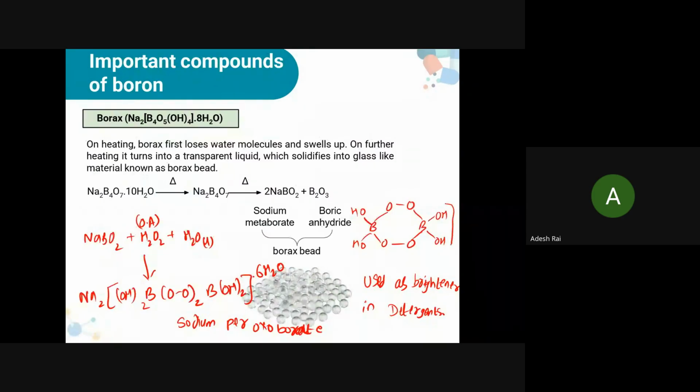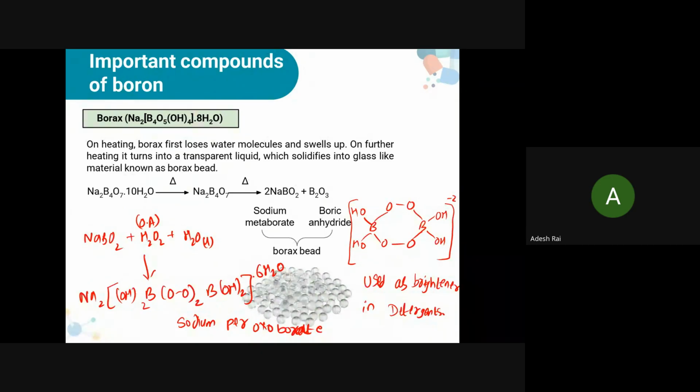Basically, 2 Na. So this complex will have -2, and Na will have +1. So 2 Na plus, and this overall complex has -2 charge. Okay. So what is the hybridization of boron in sodium peroxoborate? Yes, what is the hybridization of boron? sp3. Very good. It is sp3.